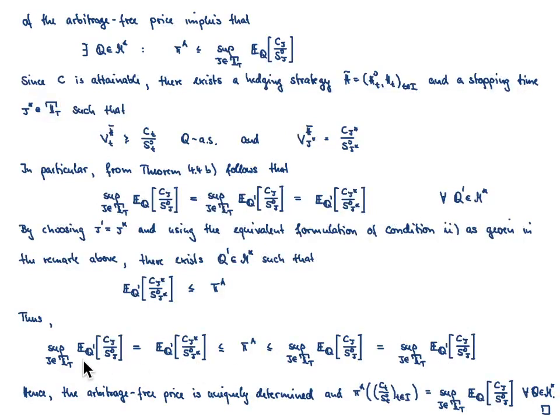Now what we read here: the left-hand side is the optimal stopping problem under Q prime, the right-hand side as well, meaning all these inequalities should actually be equalities. Hence, we found two things. First of all, this discounted arbitrage-free price of the American contingent claim is unique, and it is given by that value over here. And this is exactly what was claimed in the theorem.